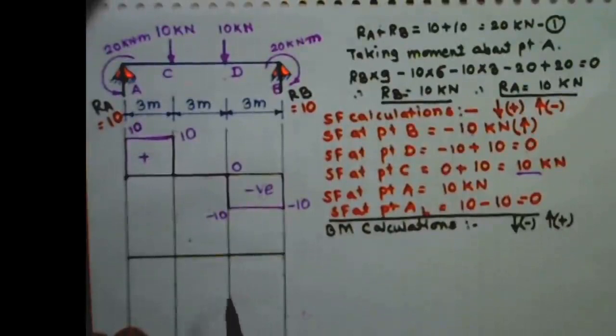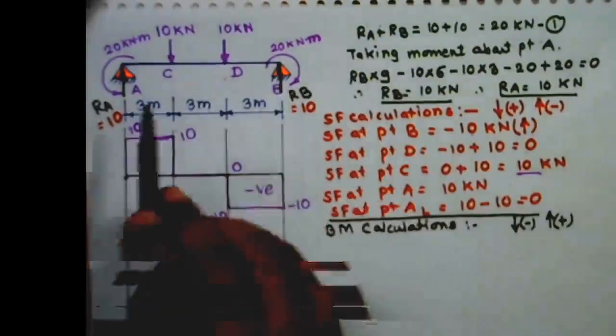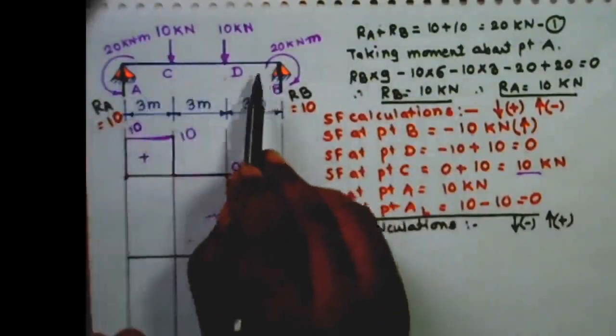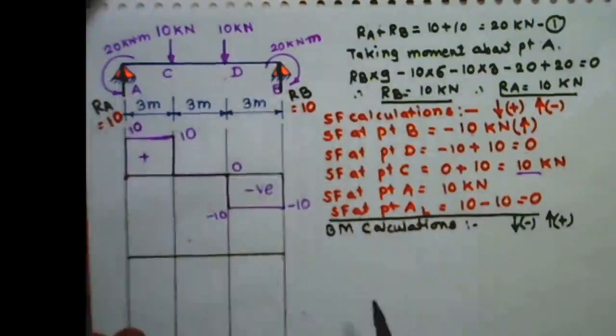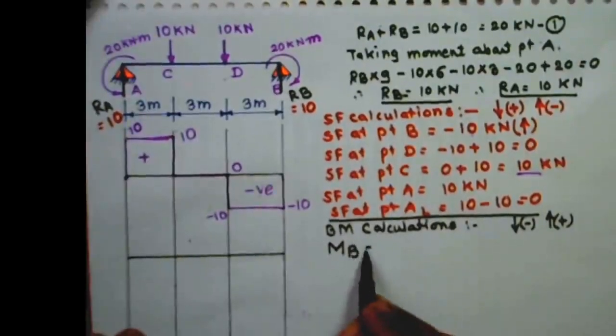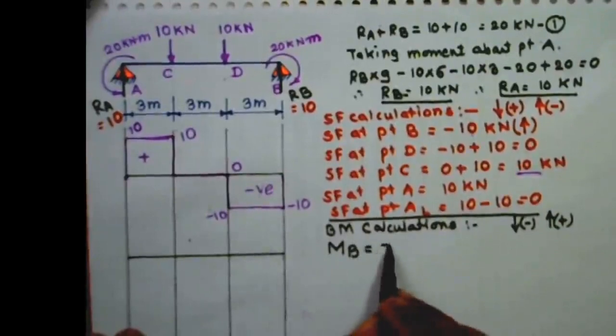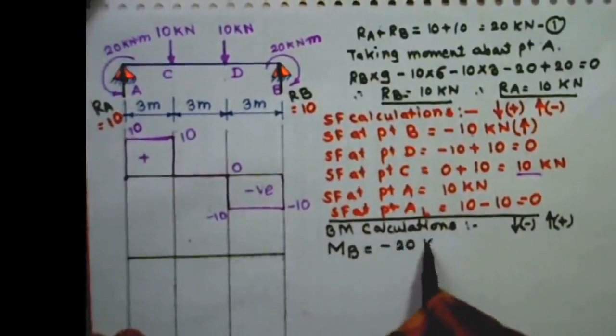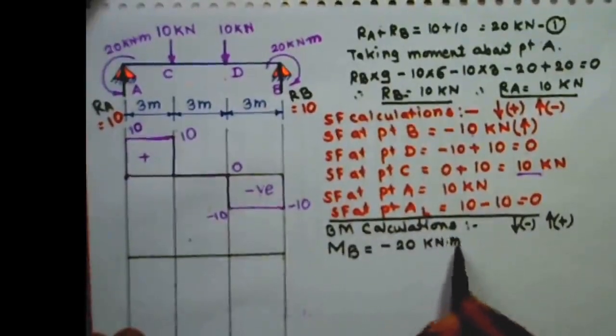So bending moment at point B here. Every time we have seen that at the end point the bending moment is 0, but here a bending moment itself is acting at the end point. So we may say bending moment at point B is equal to, it is acting in the clockwise side, so minus 20 kilonewton meter.